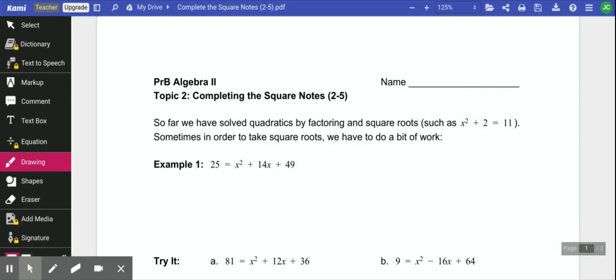Today we are going to go back and talk about how to solve quadratics. So far, we have solved quadratics in two different ways. We can factor things, or we can take square roots. And I have an example of square roots.